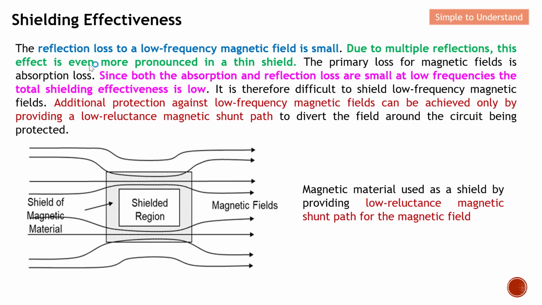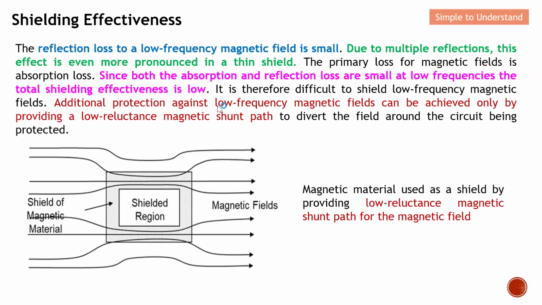As I mentioned earlier on, the reflection loss to a low frequency magnetic field is almost negligible, because there is almost no reflection loss for low frequency magnetic field. Also, due to multiple reflection, this effect is even more problematic, especially in a thin shield. So the primary loss for magnetic field is absorption loss. However, both the absorption and reflection loss are very small at low frequency. Hence, the total shielding effectiveness is very low. So it is always very challenging to shield low frequency magnetic field.